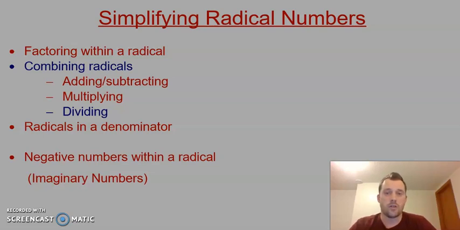In this video, we're going to finish up our playlist on how to simplify radical numbers, and that is when we are dividing radicals that are in the numerator and the denominator. So if we've got an expression, basically a fraction, and we have radicals in both places, what can we do to combine those? So with adding and subtracting, it was combining like terms.